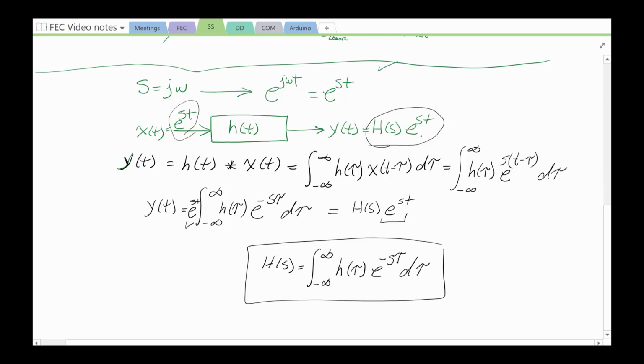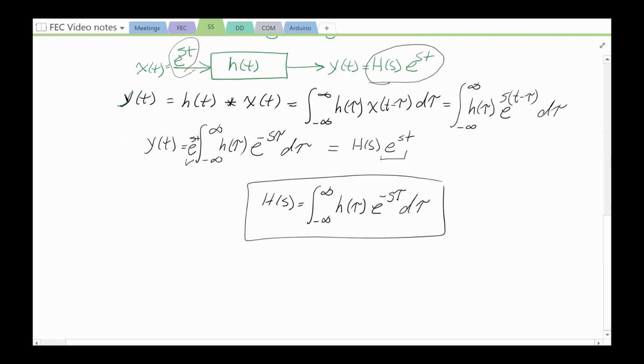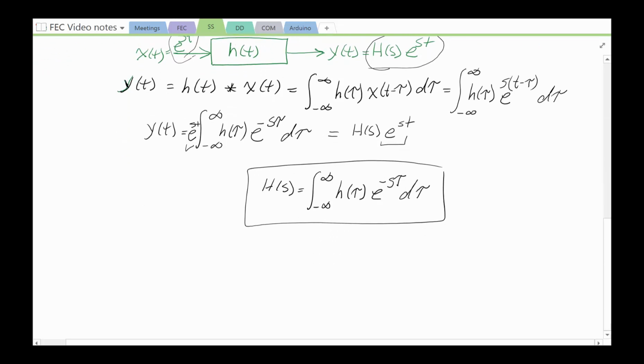That's great, because now anytime you give me an e to the st, I can turn it into h of s. A couple of definitions. We don't want to spend a lot of time on it, but I just want to make sure you are aware of it. E to the st is referred to as the eigenfunction, and if you remember, that is the input.